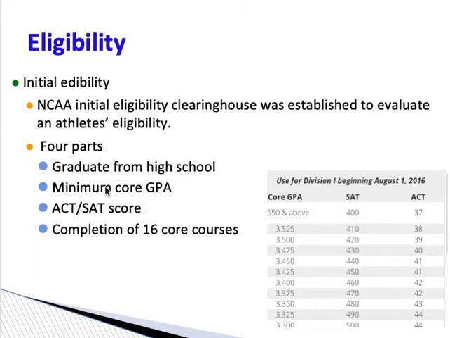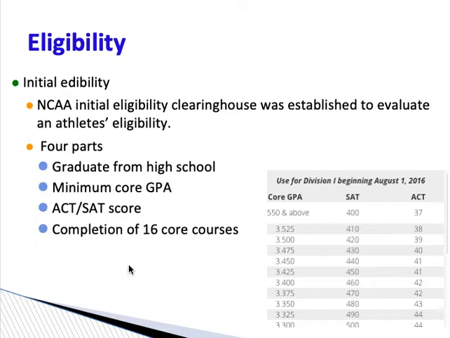This initial eligibility rule includes four parts. First part is, of course, you have to graduate from high school, right? The second part is you have a minimum core GPA required. Third one, you have to take the standardized tests. You have to provide standardized test scores, which includes ACT and SAT. And also you have to complete 16 core courses that are required by the NCAA, right? So those are the basic rules for these high school student athletes if they want to continue to play sports in college.